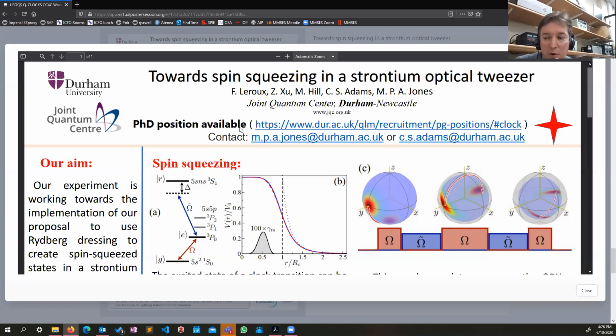And we also have a comb to lock our clock laser. And also we are looking for a PhD student.